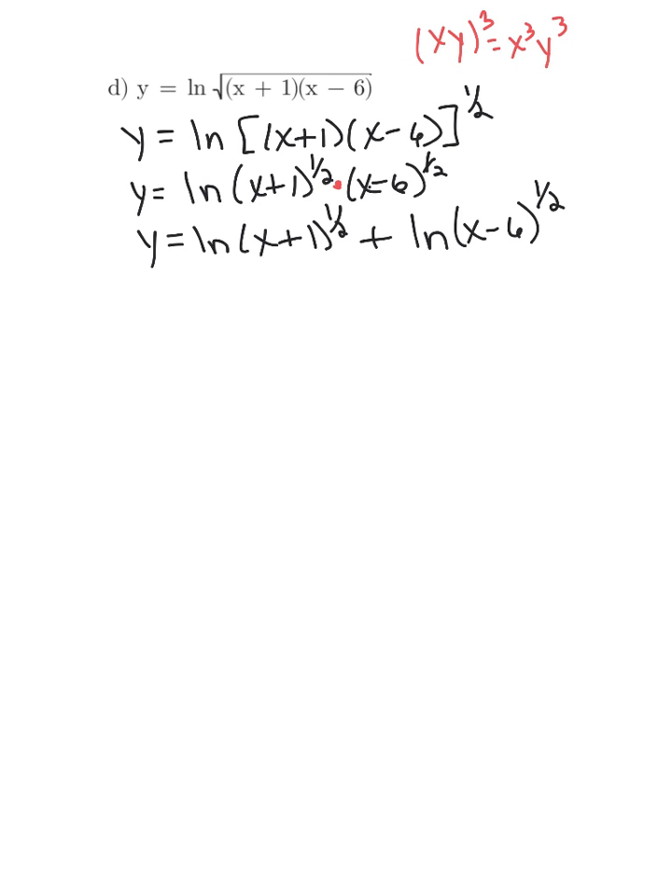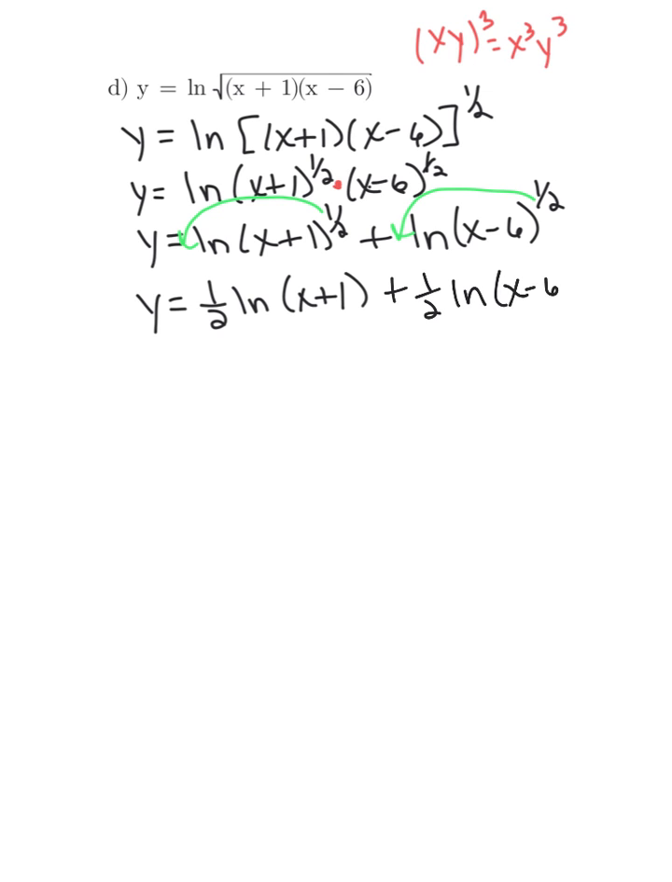Now we're going to use one last log rule where when you have a power, you drop it to the front. So we're going to take these powers and drop them to the front, and this is just a log rule. So this will become 1/2 times the natural log of x plus 1 plus 1/2 times the natural log of x minus 6.